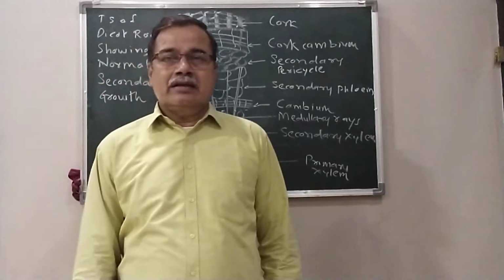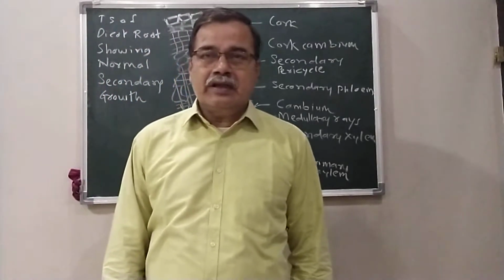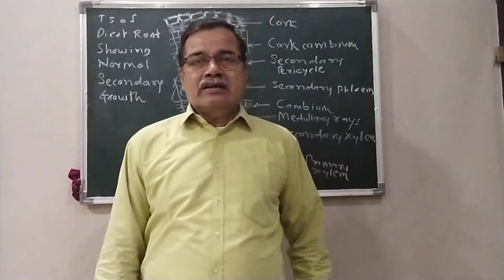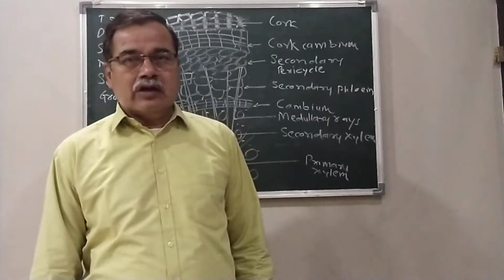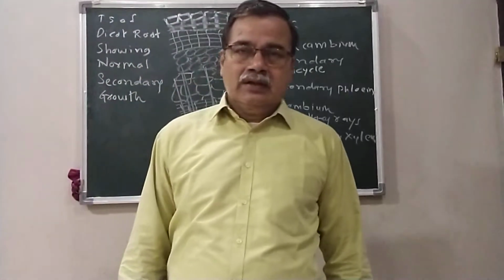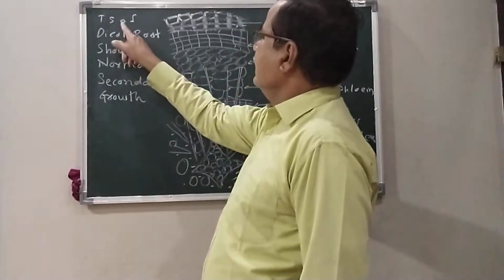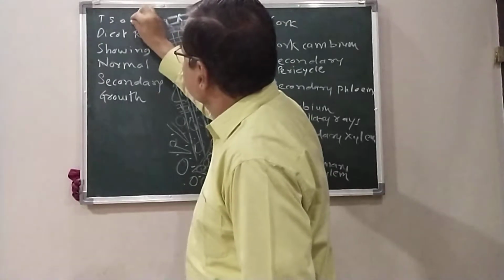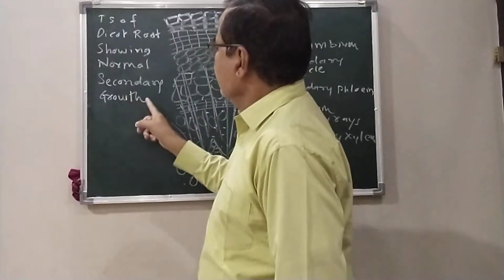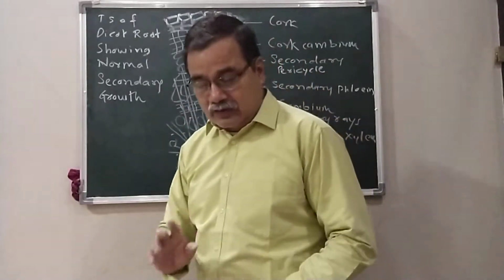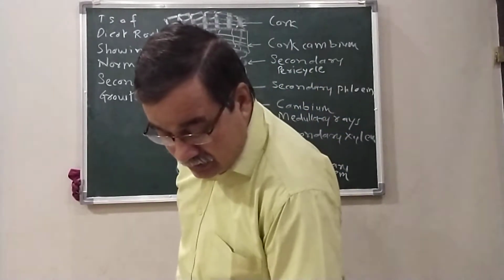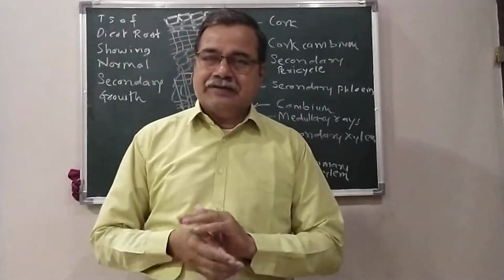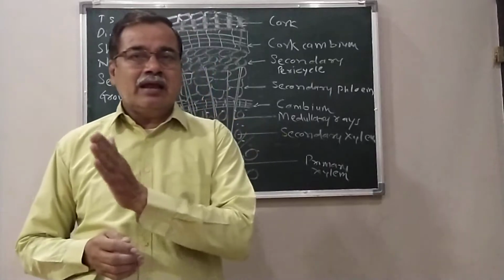We are going to see normal secondary growth in dicot root. This normal secondary growth is in general in dicot root. This is a diagram, that is TS of dicot root showing normal secondary growth in a dicot root. Here, first of all, in general we are going to study what is meant by secondary growth.